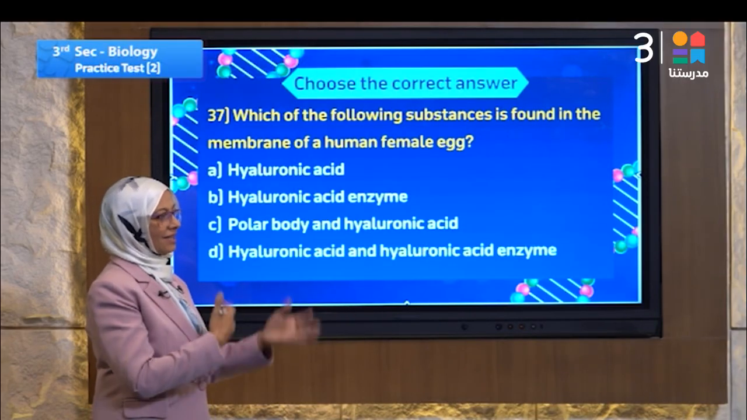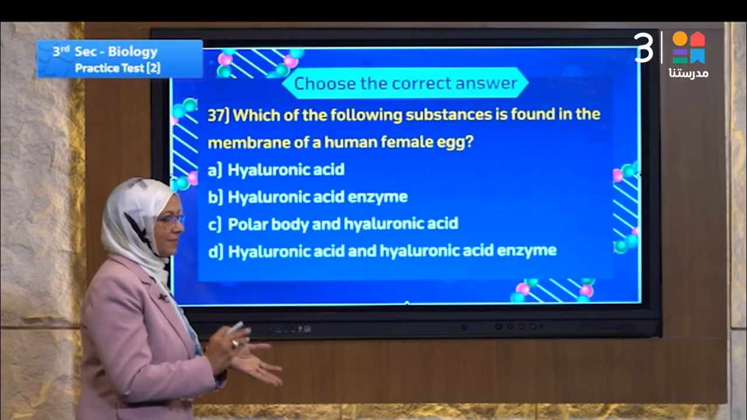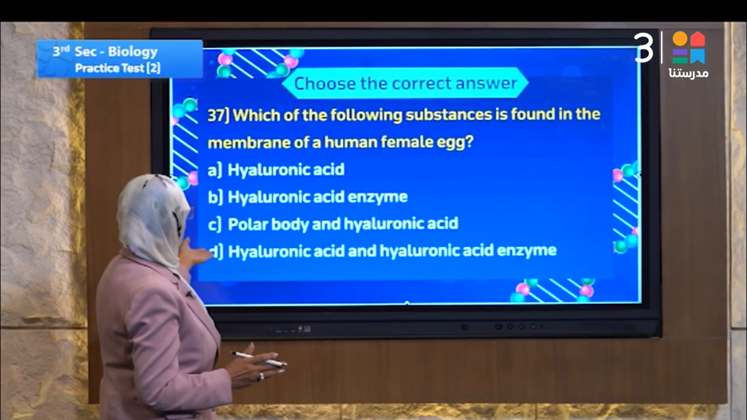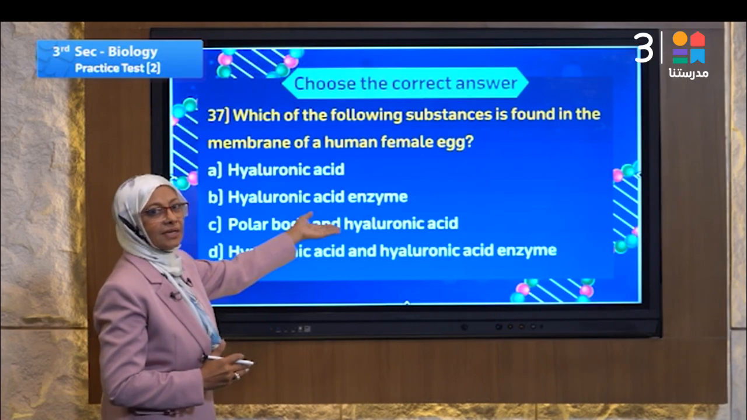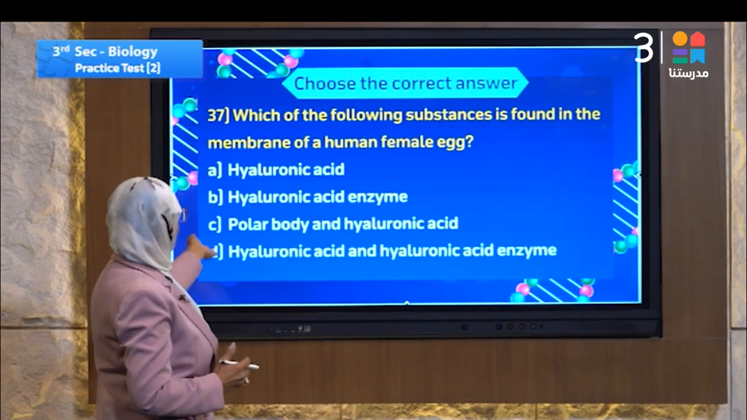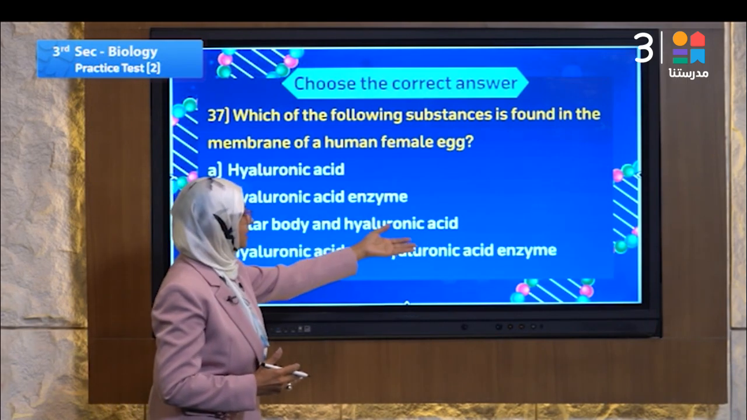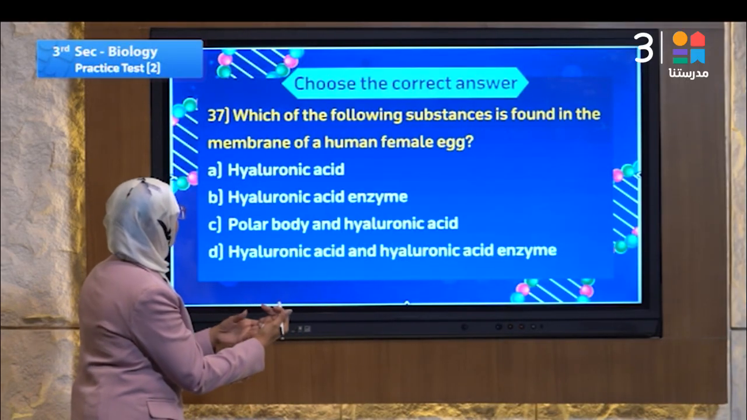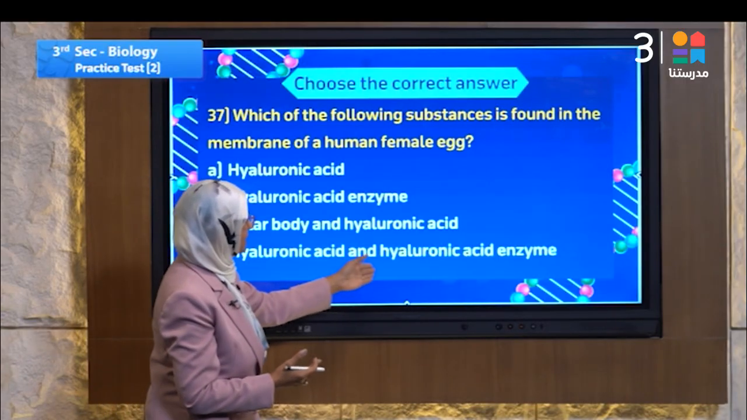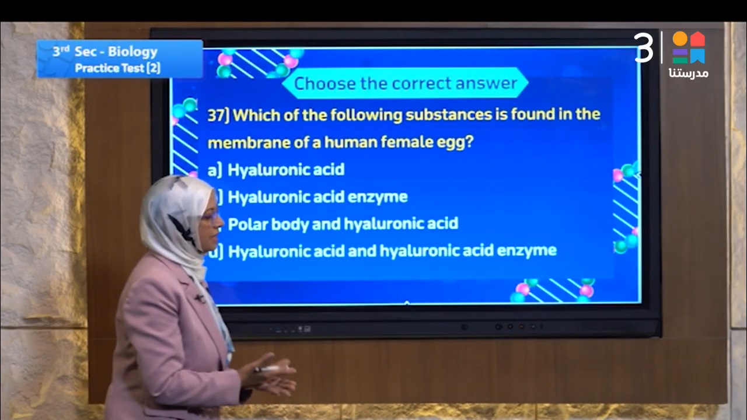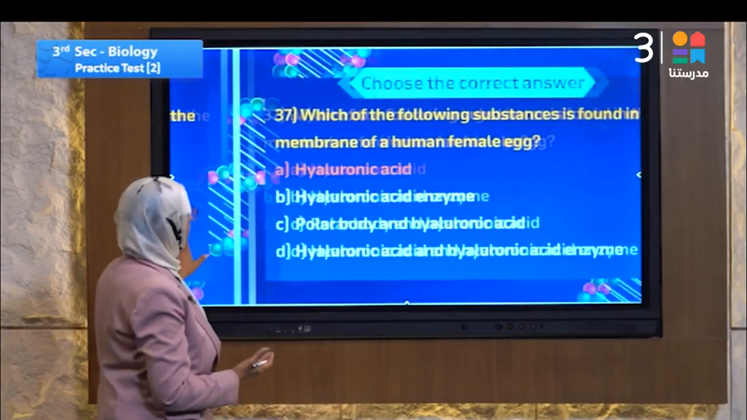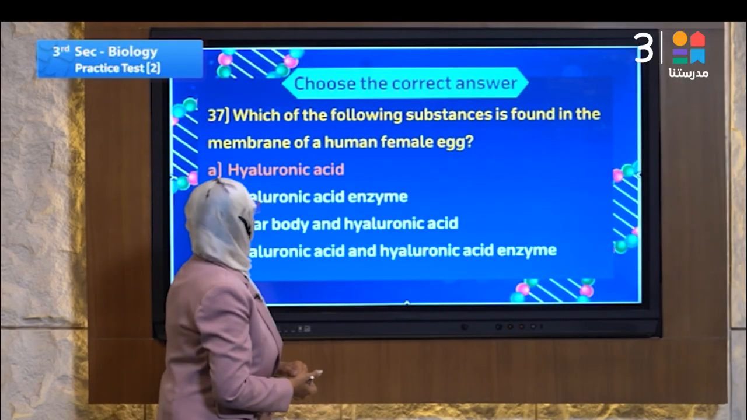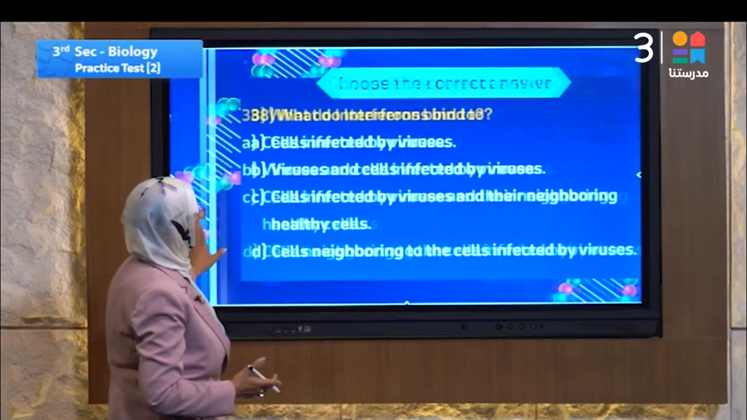Let's read the other choices and decide. Hyaluronidase enzyme, no, it is found in the apical cell of the sperm. Polar body and hyaluronic acid, no, the polar body is not at the outer membrane. Hyaluronic acid and hyaluronidase enzyme, no. The answer is number A. Hyaluronic acid is found in the female egg. So let's go to question number 38.